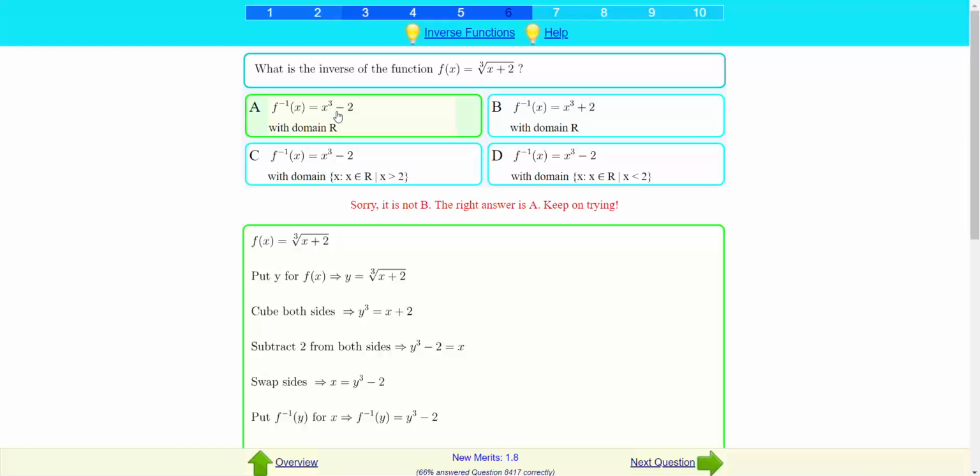Sorry, A is the right answer. X minus 2. Did it solve? Of course, it's like x plus 2 cubed. So cube both sides. Y cubed equals x plus 2. Subtract 2 from both sides. Y cubed minus 2. Oh man, this was very simple. Cube both sides, man. What the hell is wrong with you? It's weird.